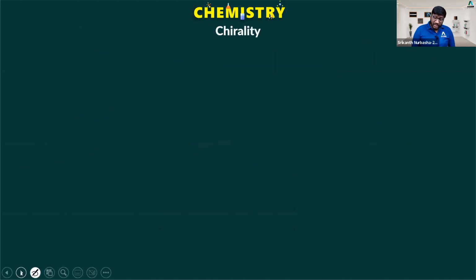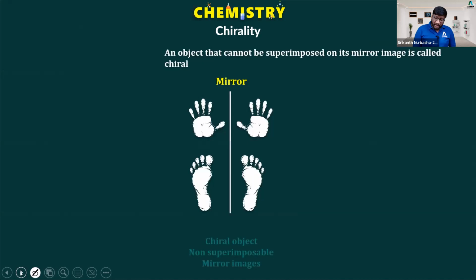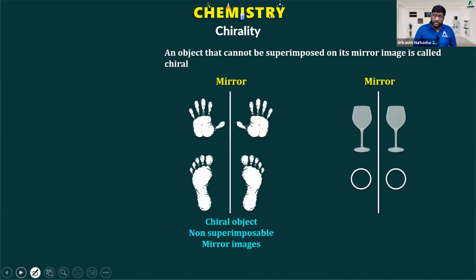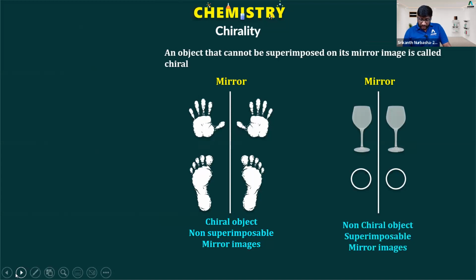So to understand all this, students, we have to look at elements of symmetry. Once we go through the elements of symmetry, you will get the idea. Yes or no? An object that cannot be superimposed on its mirror image is called chiral. Like your two hands or two feet are chiral objects, with non-superimposable mirror images. If you have two glasses or two circles, they are non-chiral objects, superimposable on each other.